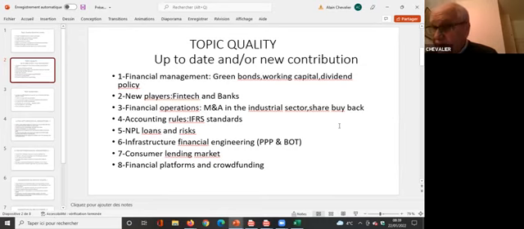The second point is that getting experience or knowledge in a new, up-to-date topic could be very useful for your careers, to become some kind of expert, or at least to have good knowledge in new topics which are important for your bank, for your company. It is a very good investment.